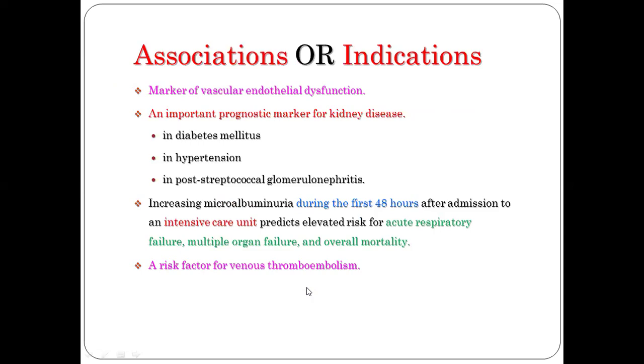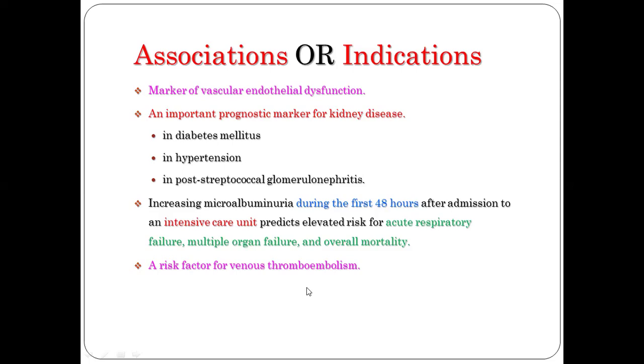Coming to the associations or indications. It is a marker of vascular endothelial dysfunction, an important prognostic marker for kidney disease. Too much important prognostic marker. That means if the value is more, the prognostic value is less, that is poor progress. If the value is less, the prognostic value is high. That means good progress.